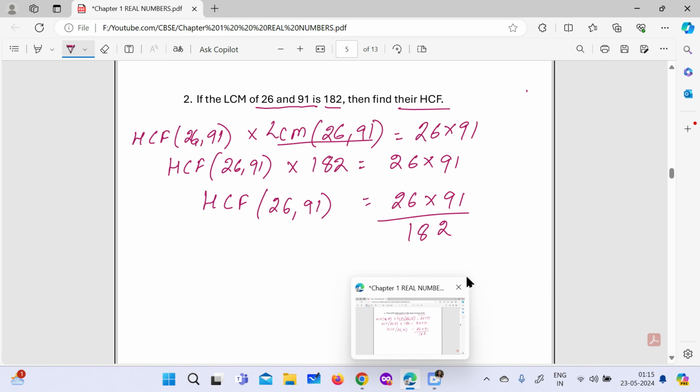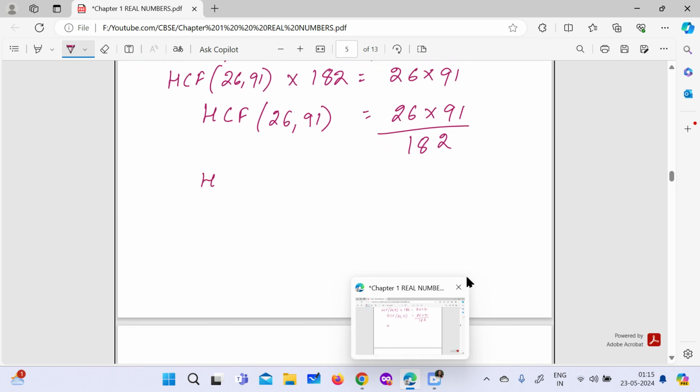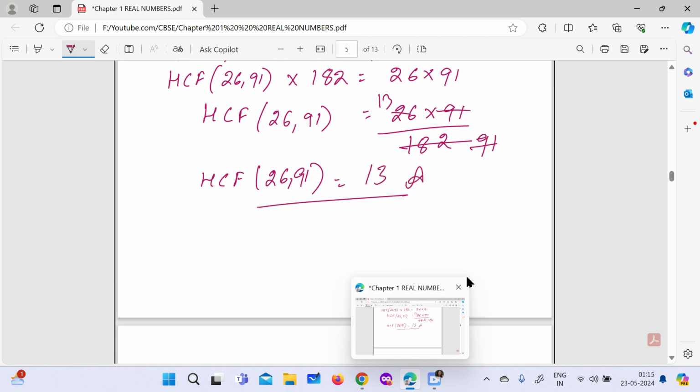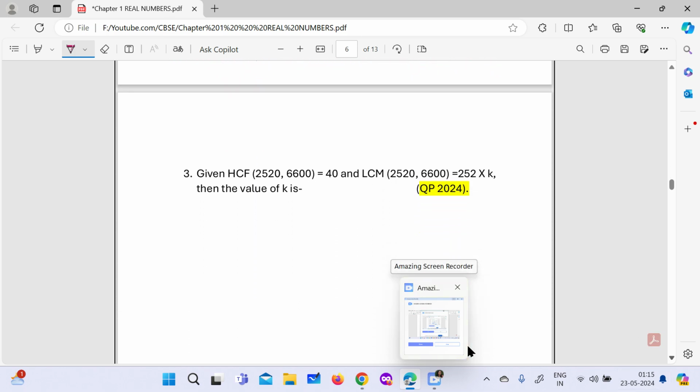So you will get here HCF of 26 and 91. We can solve it. 2 nines, 2 ones, and 13. And then 91, 91 cancel, and then you get 13. This is the answer, and you are done. Easy. Let's move to the next question.